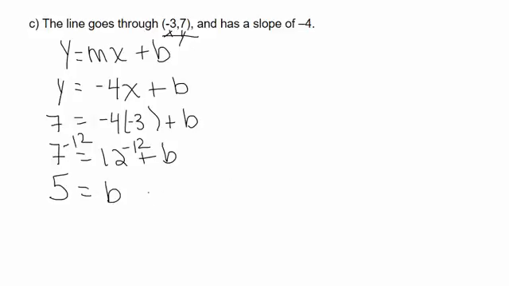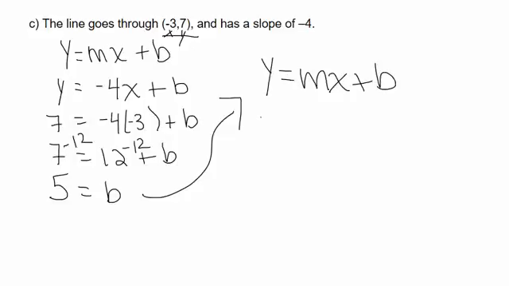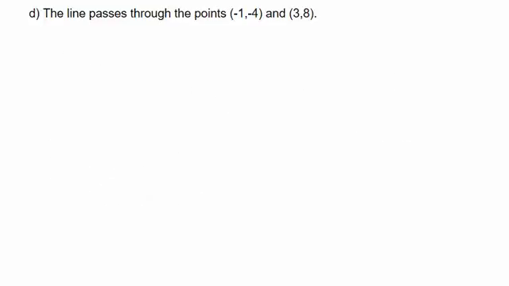And now it's a matter of plugging everything into that y equals mx plus b form. So we can plug in our original -4 for m, and we've found the value of b to be 5. This next example says that the line passes through the points -1, -4, and 3, 8. So we need to put it into y equals mx plus b form.